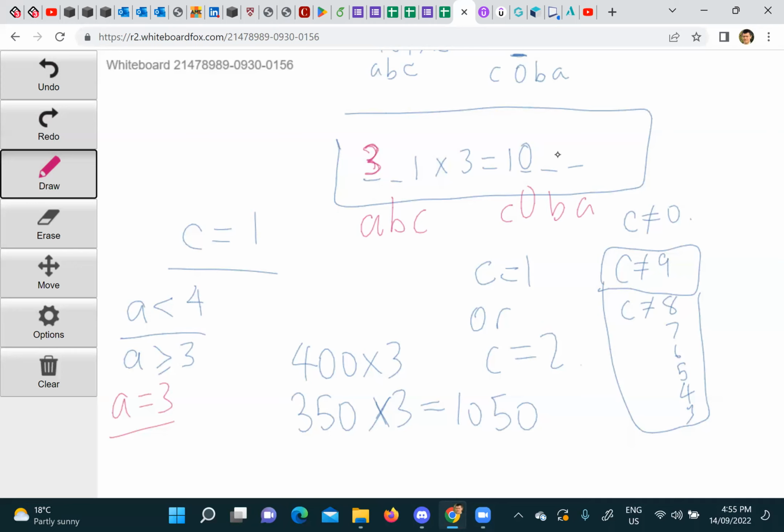Yeah? Also, if we know C is 1, if it ends in a 1 and it times by 3, then it has to end in a 3, right? If it ends in a 3, then you can figure out that A had to be 3 another way, right? So in any case, you got to write 3 here. You understand? Yeah? So once you fill in the blanks, you solve the problem, right?